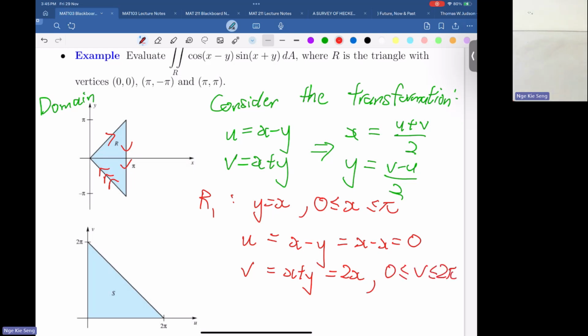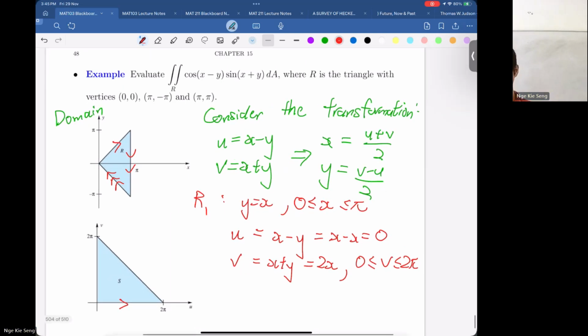So what's this line? u equals 0 and v from 0 to 2 pi. This is the v axis here. So your R1 gets sent to here under this map. Okay, u equals 0 and then v from, let's check. Oh sorry, I misspoke, it should be this one. u equals 0 and then v from 0 to 2 pi. Okay, next.